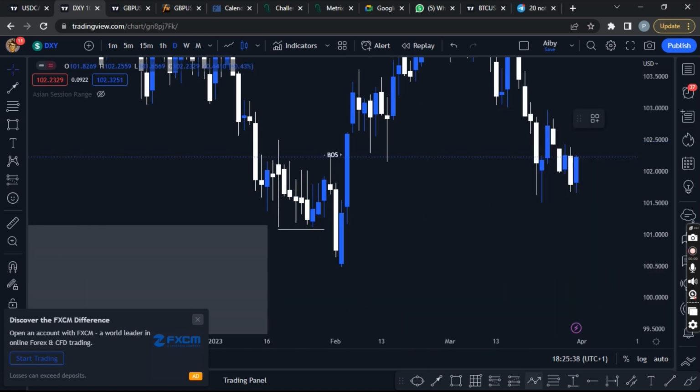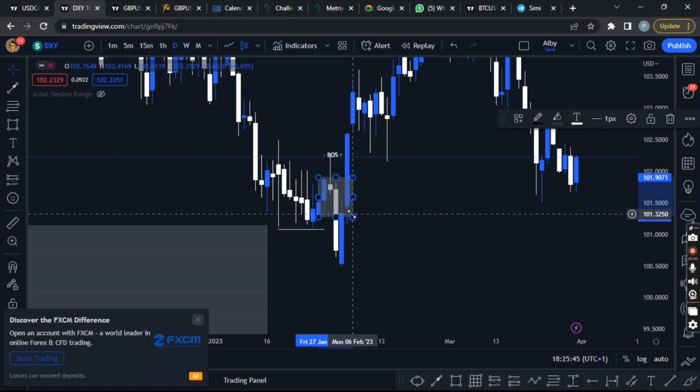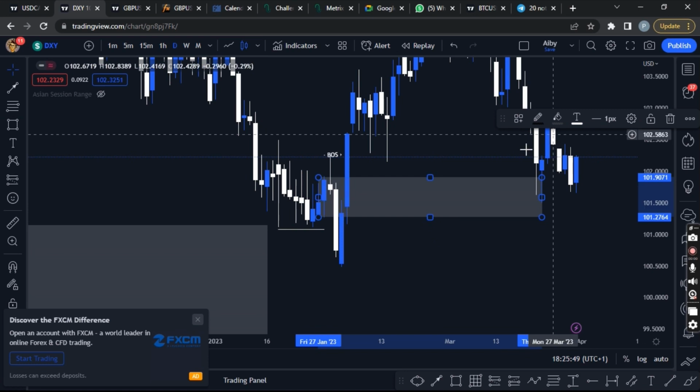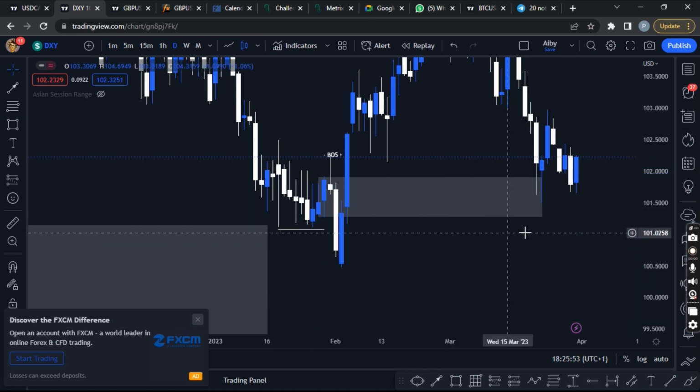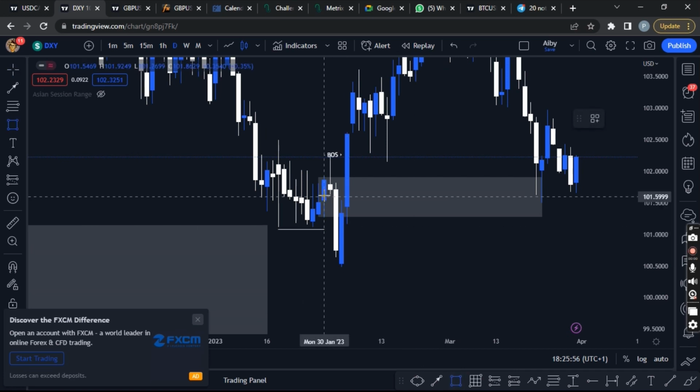After the break of structure, we can now take this last bullish candlestick here. This previous order block becomes a breaker block that price rejected from at this point. Now inside this breaker block, we also add an order block here.